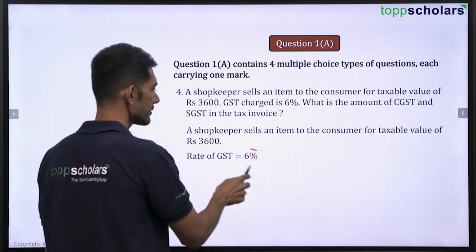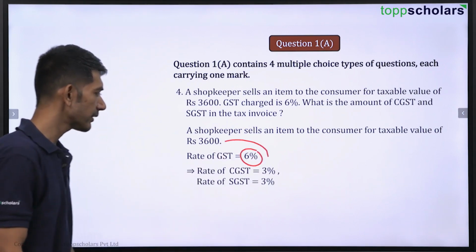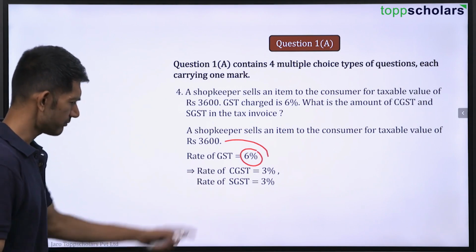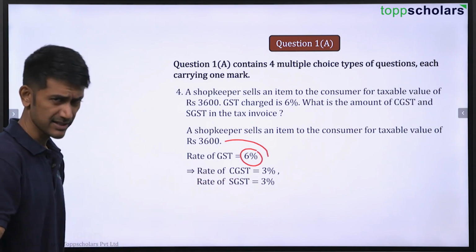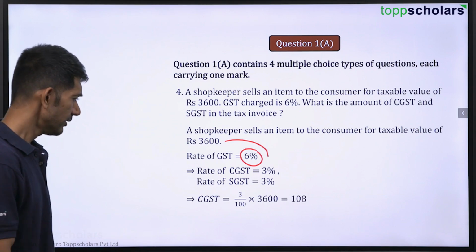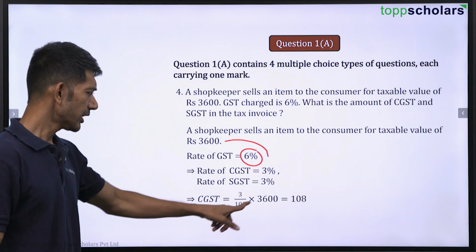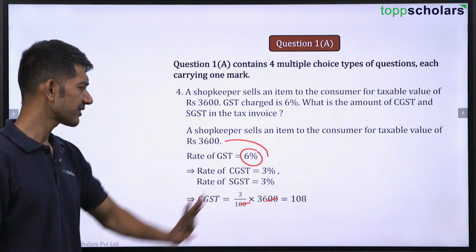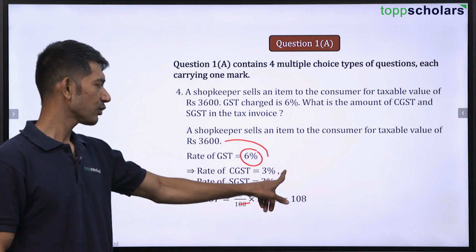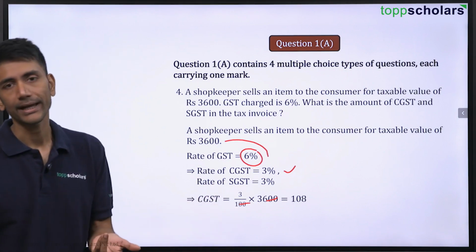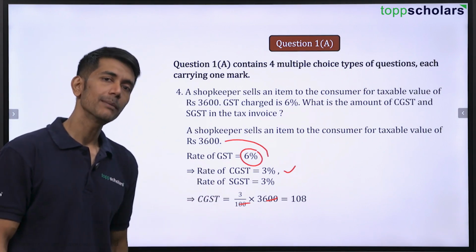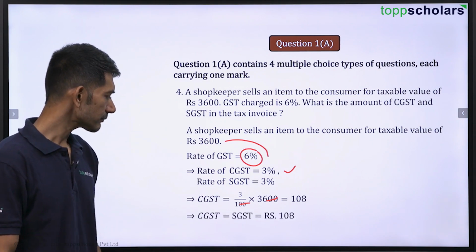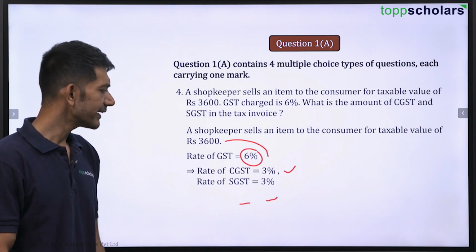So rate of GST is 6%, find out 6%, or else you can separate it, 3%. Okay, 3% is CGST, 3% is SGST. You can do that as well. So CGST will be what? 3% of 3,600, 0, 0 cancel. 36 3s are 108. Anyways, once you calculate CGST, you don't need to calculate SGST because both of them are equal only. So that is also 108. Correct? That's it. So 108 is the correct answer.